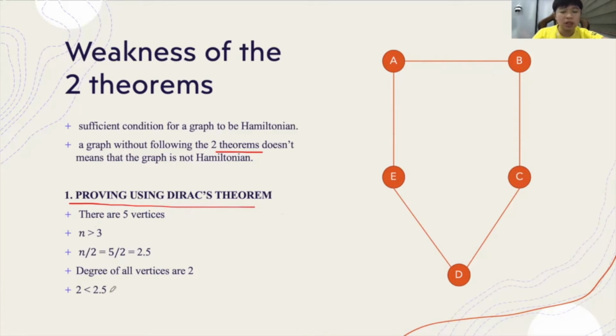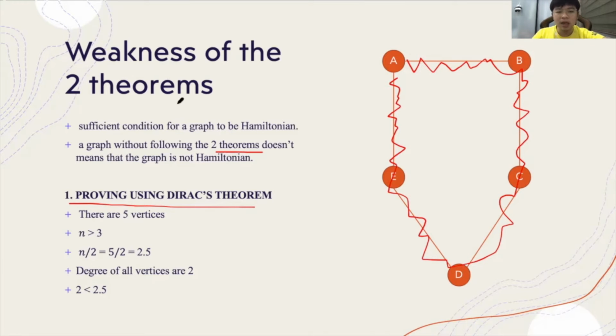So according to the theorem, this is not Hamiltonian. However, I'll show you how to construct a Hamiltonian circuit here. For example, we go from A to B to C to D to E and back to A. So this is actually a Hamiltonian circuit. This proves that the theorems are just sufficient conditions. So a graph that does not follow the two theorems is not necessarily non-Hamiltonian.